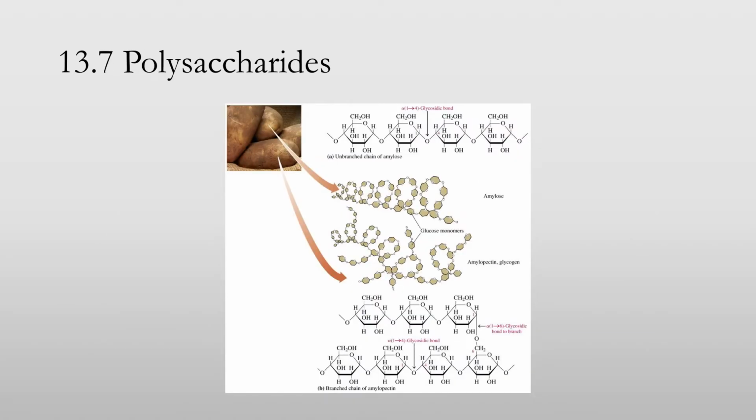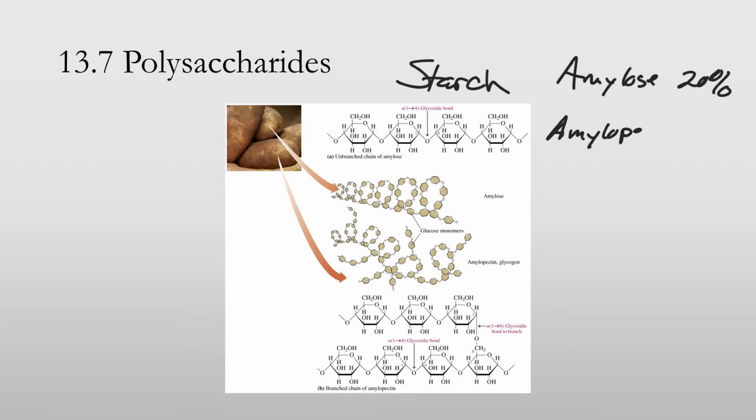Section 7 is polysaccharides. So these are things that have lots and lots of monosaccharide units combined together. And the first one here is essentially starch. And starch is made up of 2 different types of sugars. Essentially, we have the amylose, and that's about 20% of it. And then there's amylopectin, and that makes up basically the other 80%.